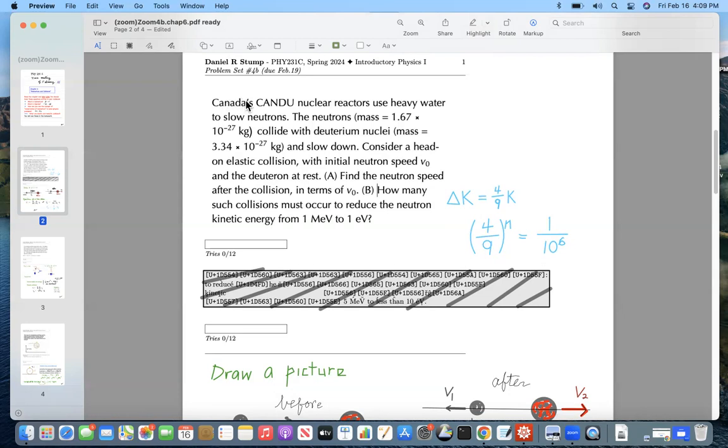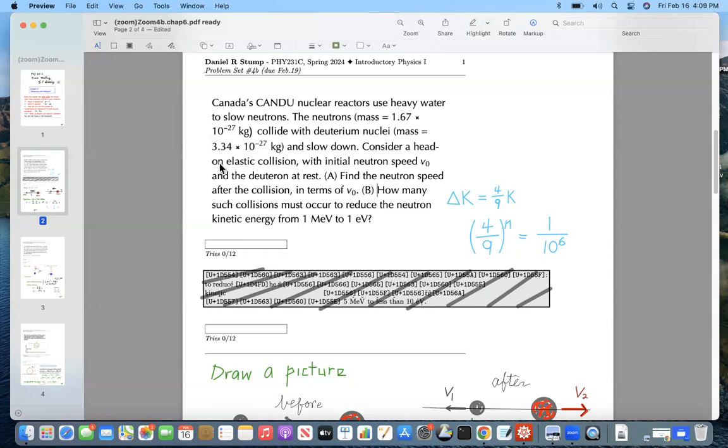So it says, Canada's CANDU nuclear reactors use heavy water to slow neutrons. The neutron, which has a mass 1.67 times 10 to the minus 27 kilograms, collides with a deuterium nucleus, which has a mass of about twice that, 3.34 times 10 to the minus 27 kilograms. And because of the collision, they'll slow down. It'll be an elastic collision.